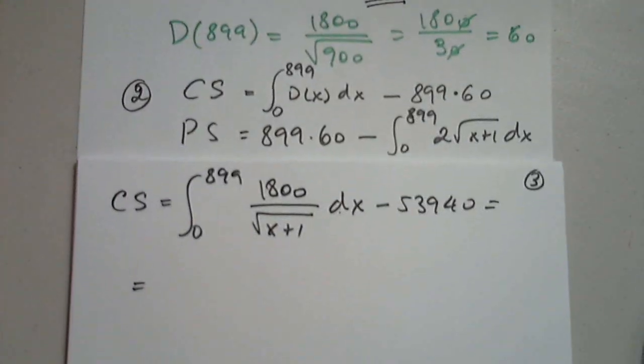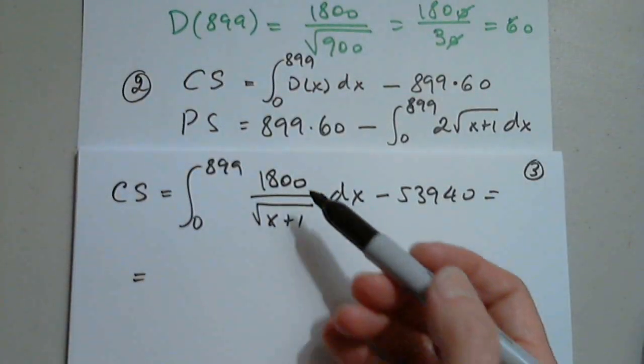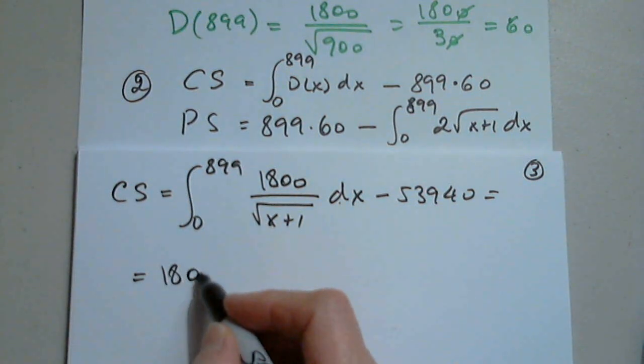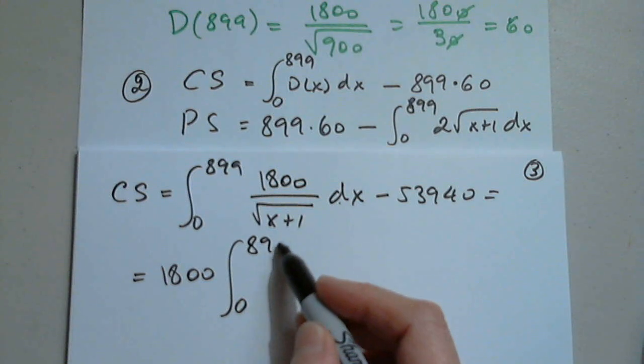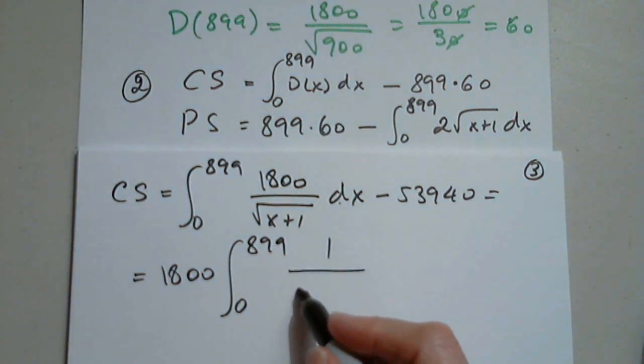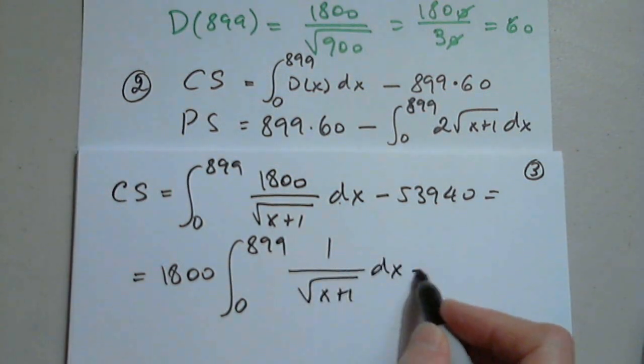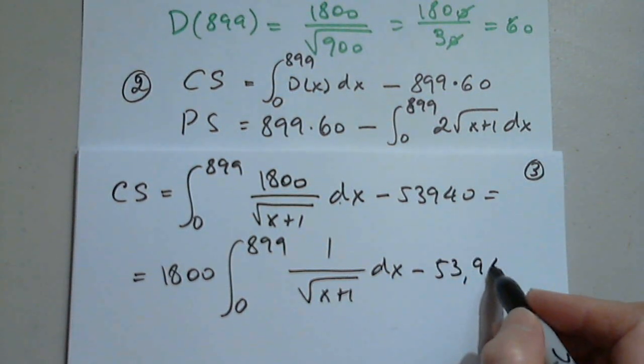So we have several options here. Of course, I'm going to move 1800 outside, and the integral from 0 to 899 of 1 over the square root of x plus 1 dx, and then minus 53,940.